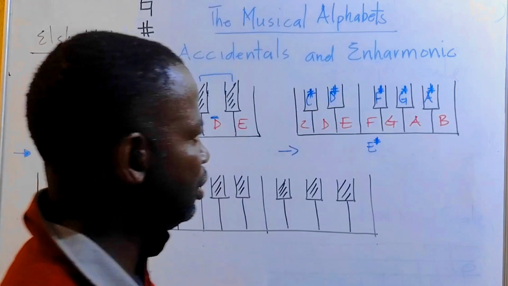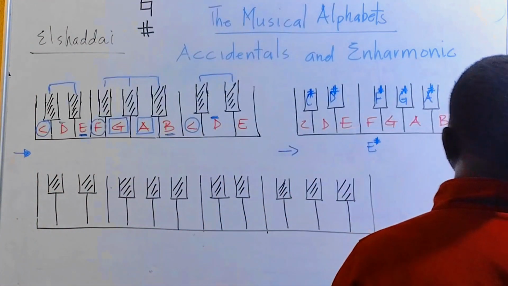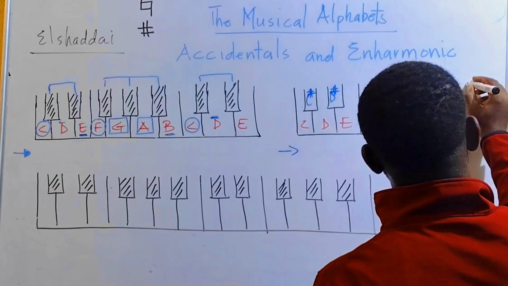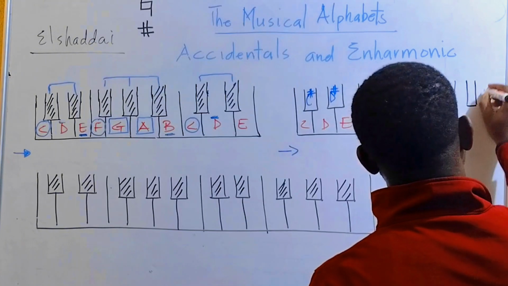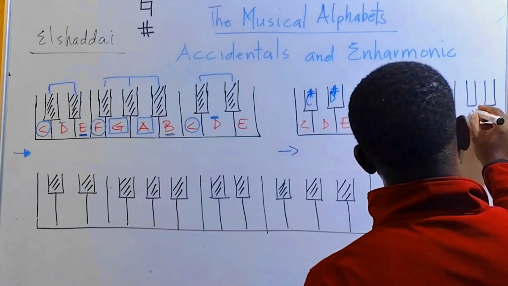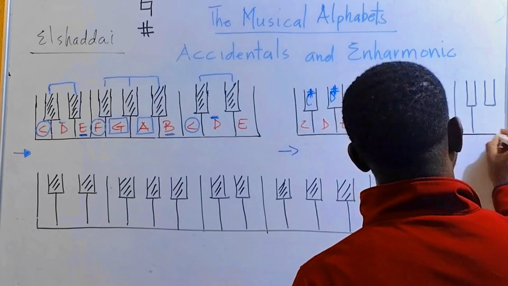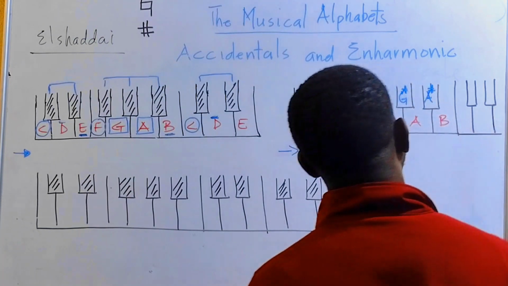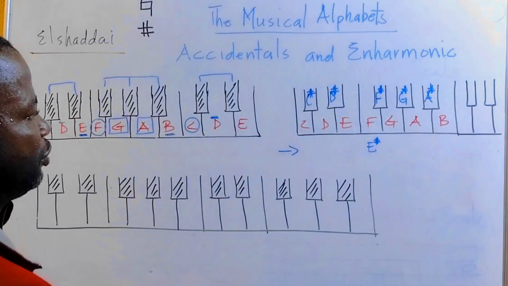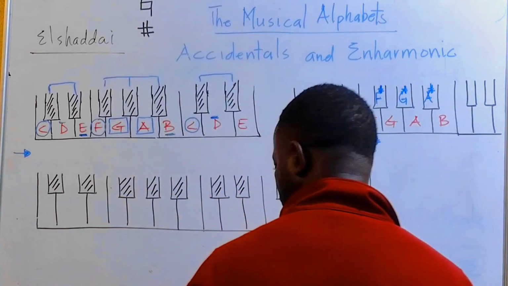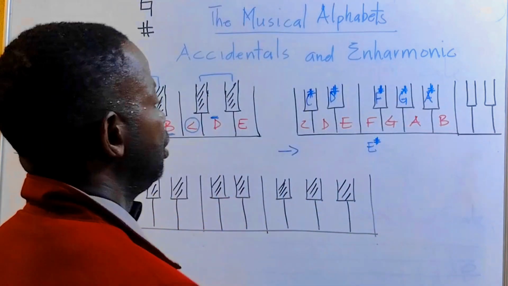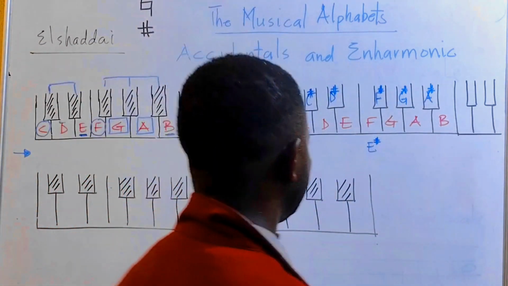This is B. The nearest key on the right of B is a white key. So we're going to have two other black keys here like this. The nearest key on the right of B is a black key. So that key becomes B sharp.